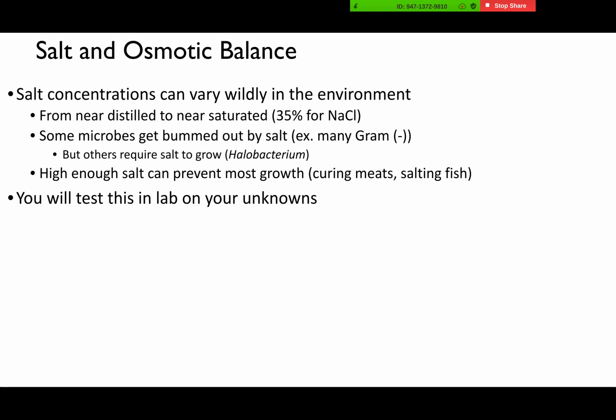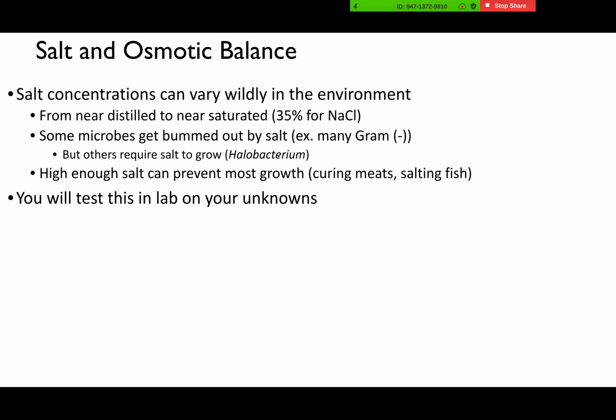Excuse me. The next discussion here is going to be about salt. And so salt itself varies wildly in the environment. We know that water exists naturally that can be essentially distilled, with nothing dissolved in it, to almost near saturated, which for sodium chloride is about 35% salt. And just to put that in perspective, if you took a gallon of water and you made 35% of its weight salt, that's what 35% saturation means.